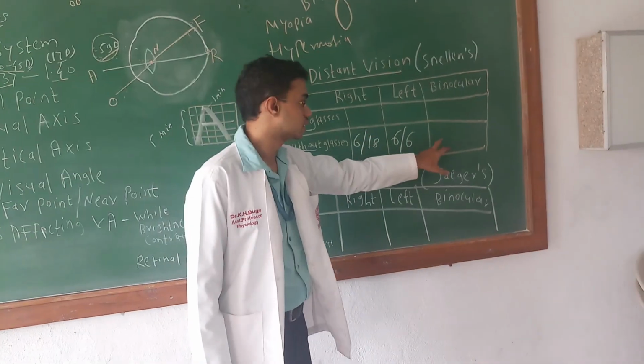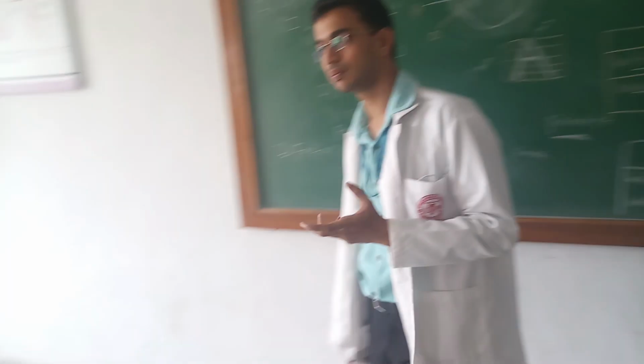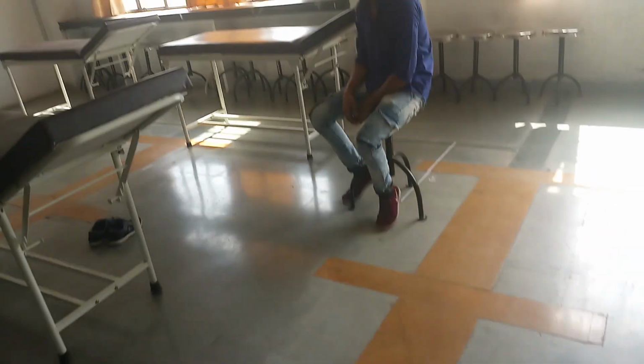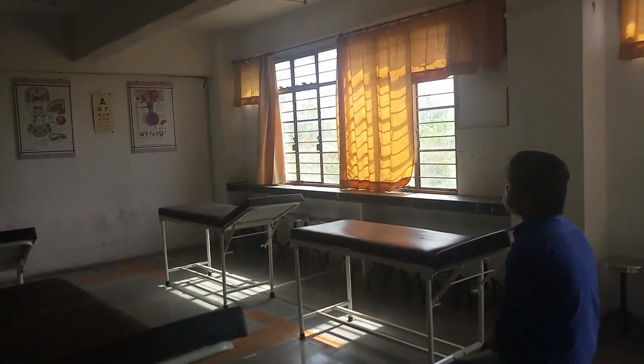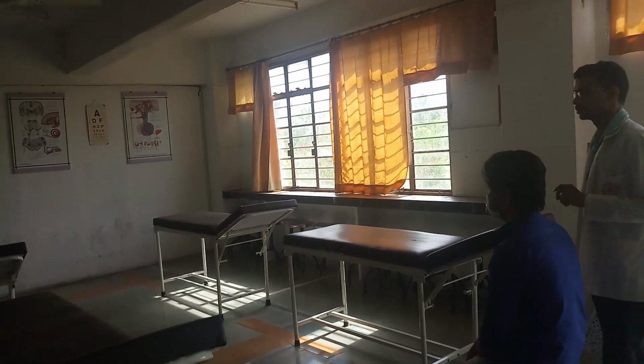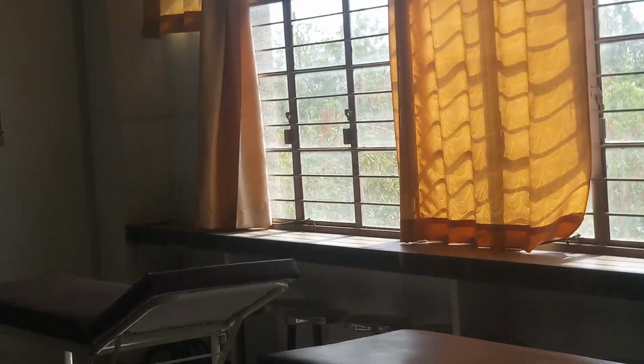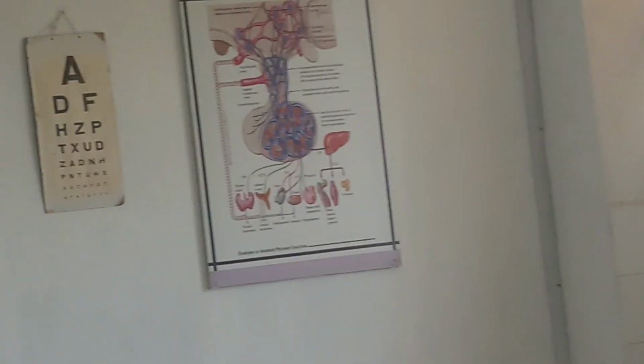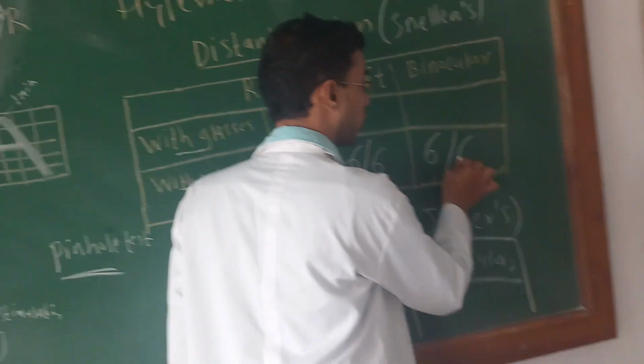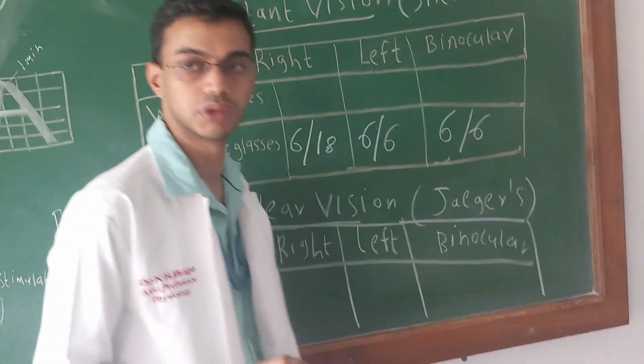Now we will examine with both eyes. Ask the person to read the letters with both eyes open. A B F H, second last, second last. U A Z N F D T. So the subject can read up to the second last line. That is, his binocular vision is 6 by 6. That is normal vision. Normal vision is 6 by 6.